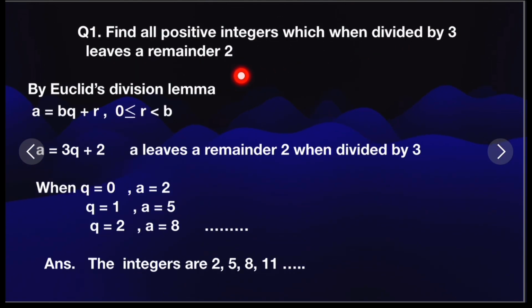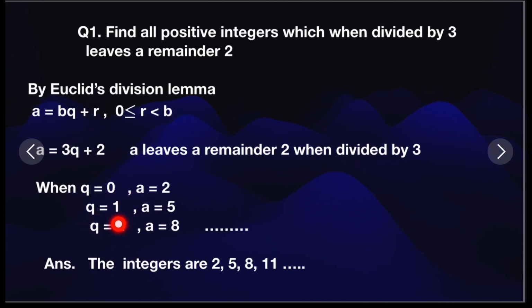Okay, let's go to the exercise. Question 1. Find all positive integers which when divided by 3 leaves a remainder 2. Okay, so we are dividing by 3. That means 3 is the divisor and remainder r is 2. Let's write down the lemma. a is equal to 3q plus 2. So here the question is we have to find all positive integers which are divided by 3. That means we have to find all the values of a. So in this lemma, put q is equal to 0. What do you get? a is equal to 2.